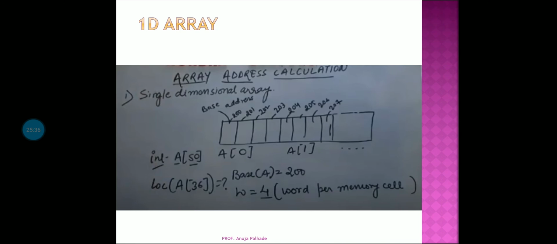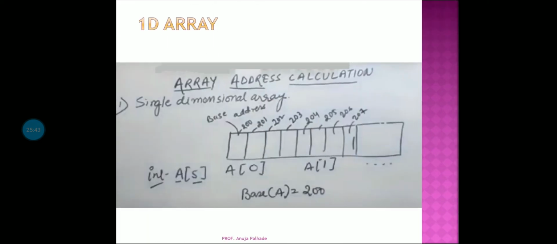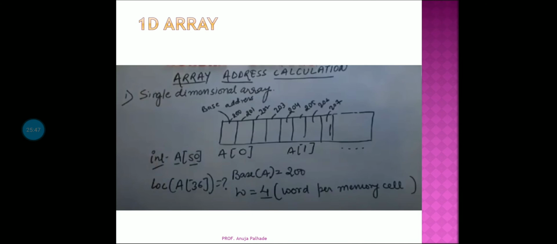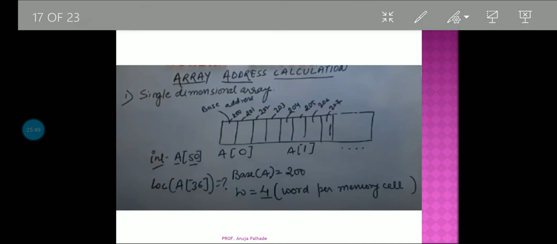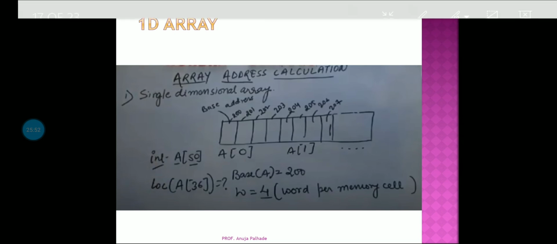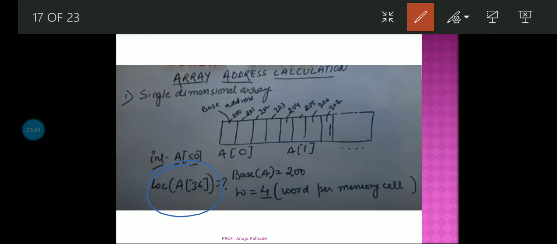Move ahead. So how are you going to calculate the address for this? Suppose in the previous slide I had taken A of 5, but suppose this is A of 50, then what is the base address of A of 36? How will you calculate the base address of A of 36, if you know the base address is 200 and the word size is 4? Word size is 4 means W is 4 here. Why 4? 1, 2, 3, 4.